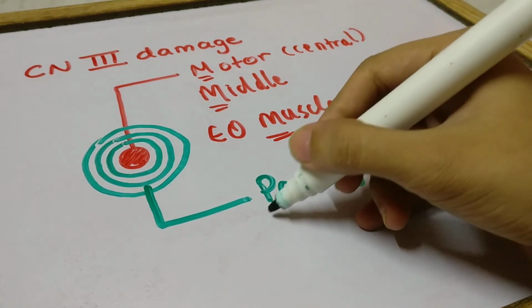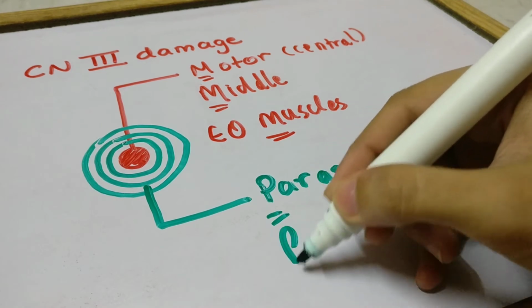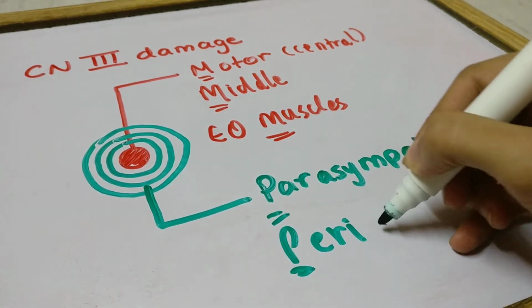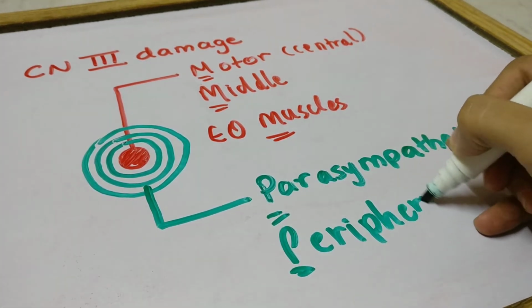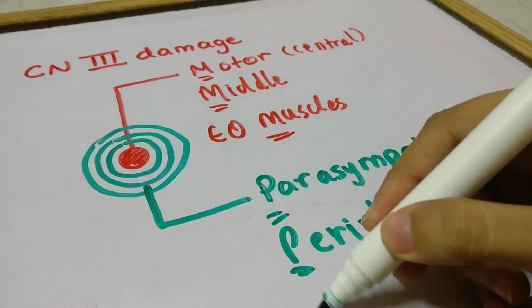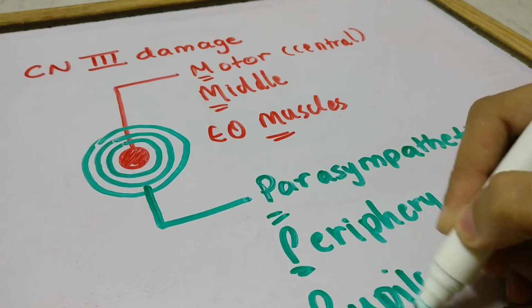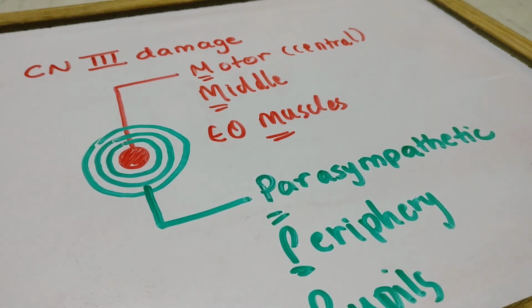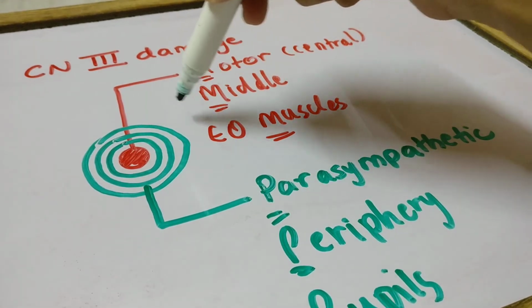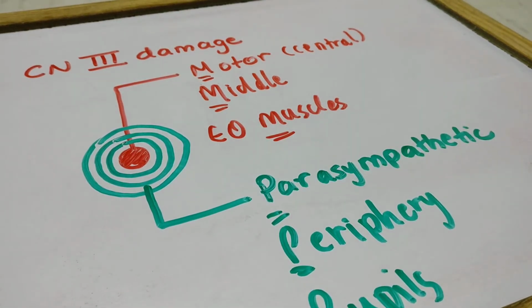Similarly, the parasympathetic fibers are present in the periphery, P for parasympathetic, P for periphery of the nerve, and they supply, well, you guessed it right, P for pupils. I've also drawn the parasympathetic fibers like a circle because they remind me of the pupils. So, which would get affected in diabetes or any vascular disease?